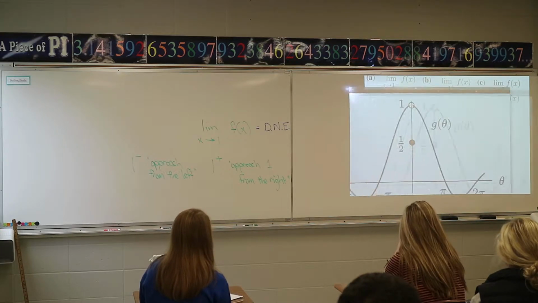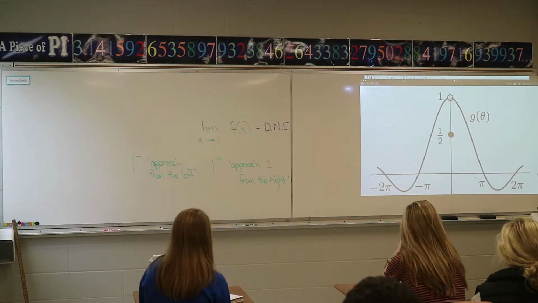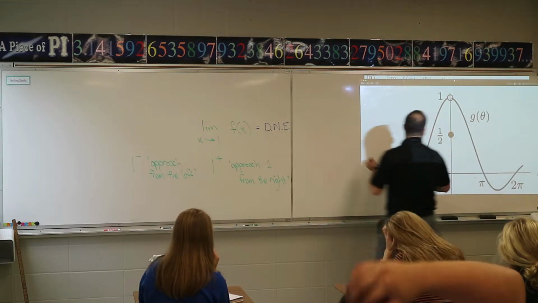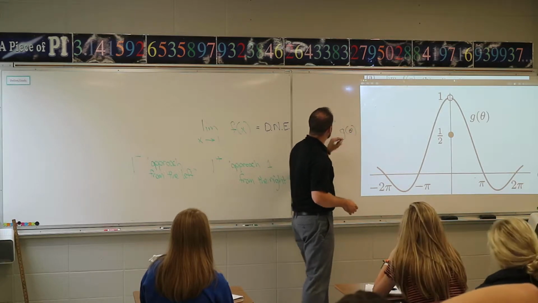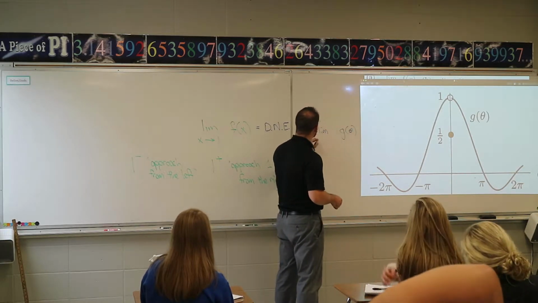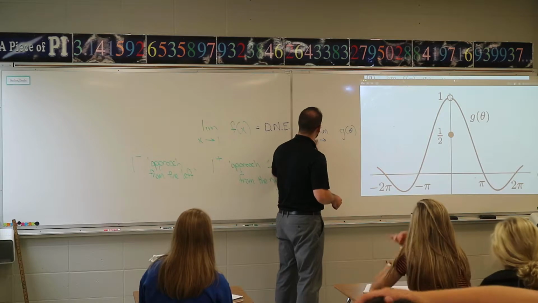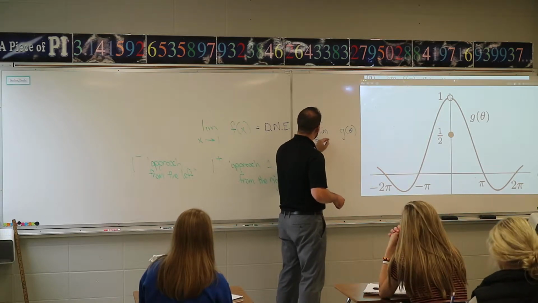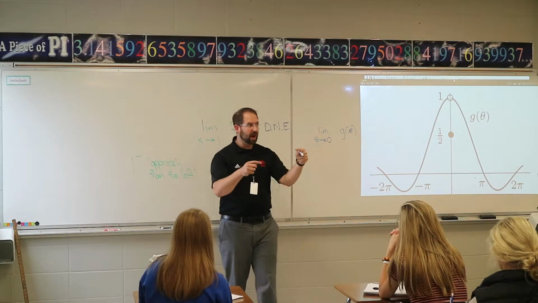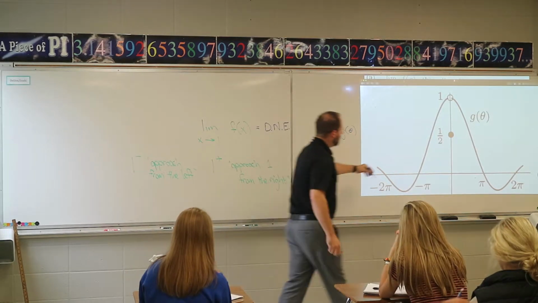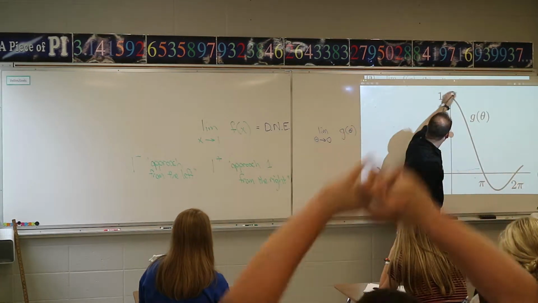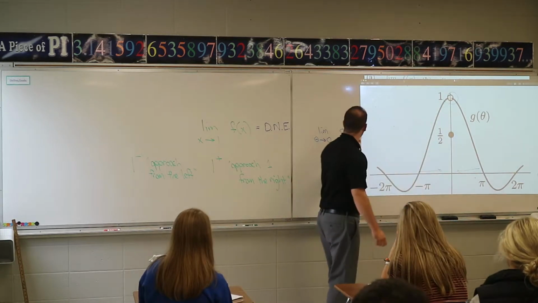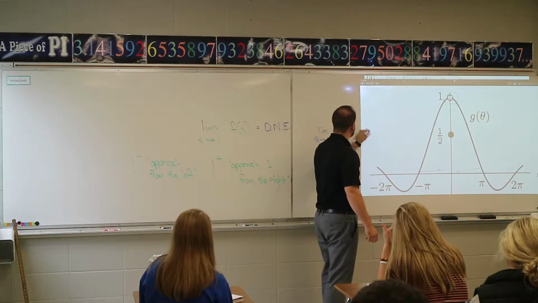It was something like this. As I approach 0, this is my function, g of theta. As theta approaches 0 from the right and the left side, 1. So as I'm approaching this from the left and right side, this is the answer I should be coming up with. This limit actually has an answer.